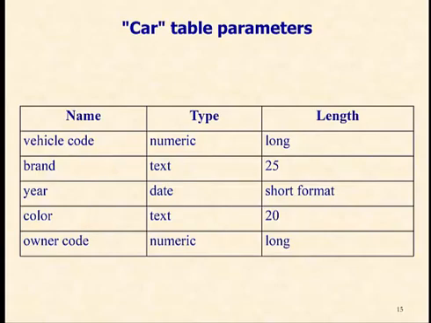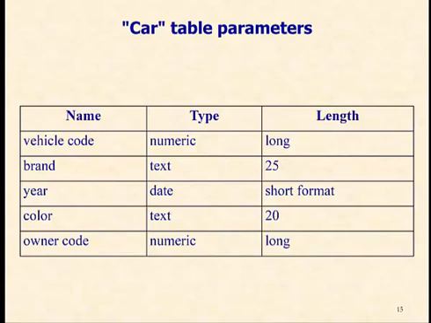This table consists of 3 columns: name, type, and length. And it contains 5 rows. The first row is vehicle code. Its type is numeric. Length is long integer. The second row is brand. Its type is text, and the length is 25.